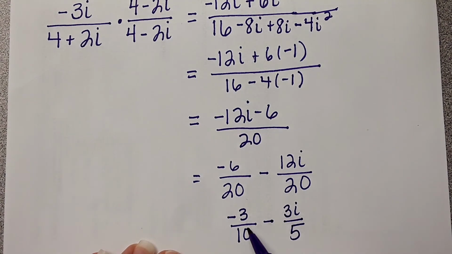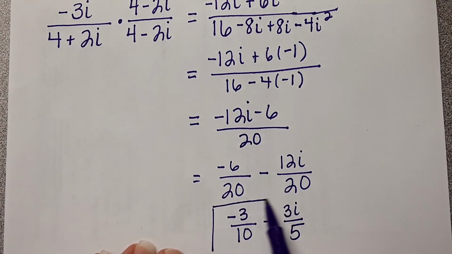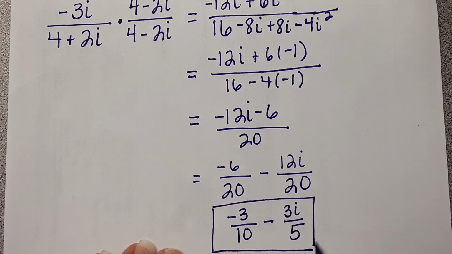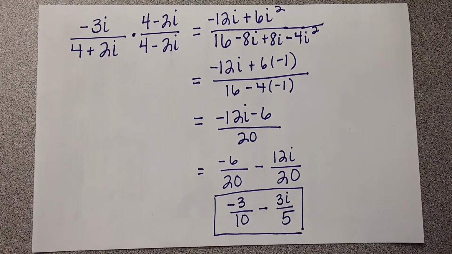And remember, your real part always goes in front of your imaginary part. And this is what we call a complex number, because it has a real number and an imaginary number. I hope that helps.